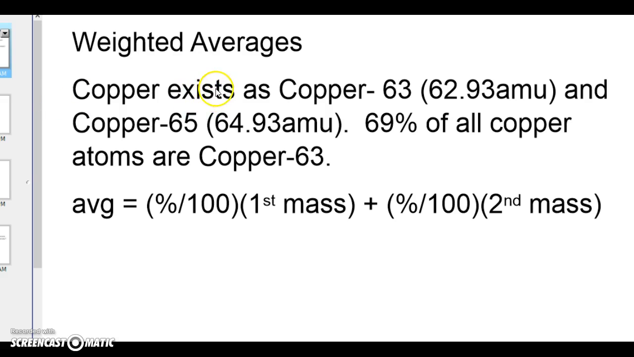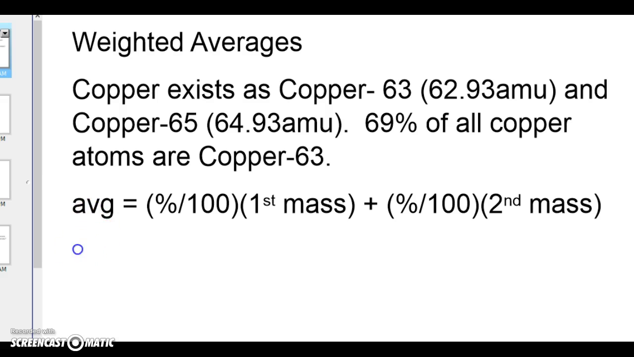So next, let's try that out with a chemistry problem. Copper exists as two different isotopes. There's copper 63, which has a mass of 62.93 AMUs, and copper 65, which has a mass of 64.93 AMUs. And 69% of all copper atoms in the world are copper 63. So I'm going to use the same equation.